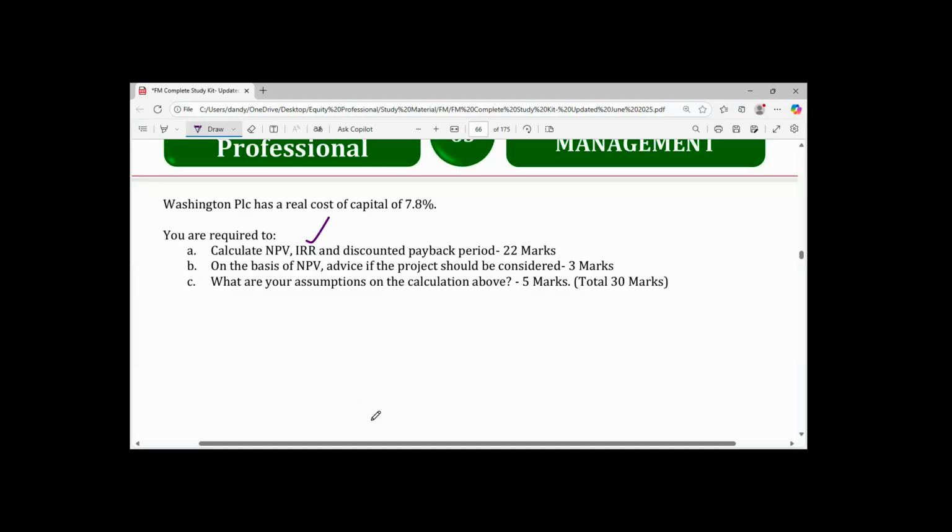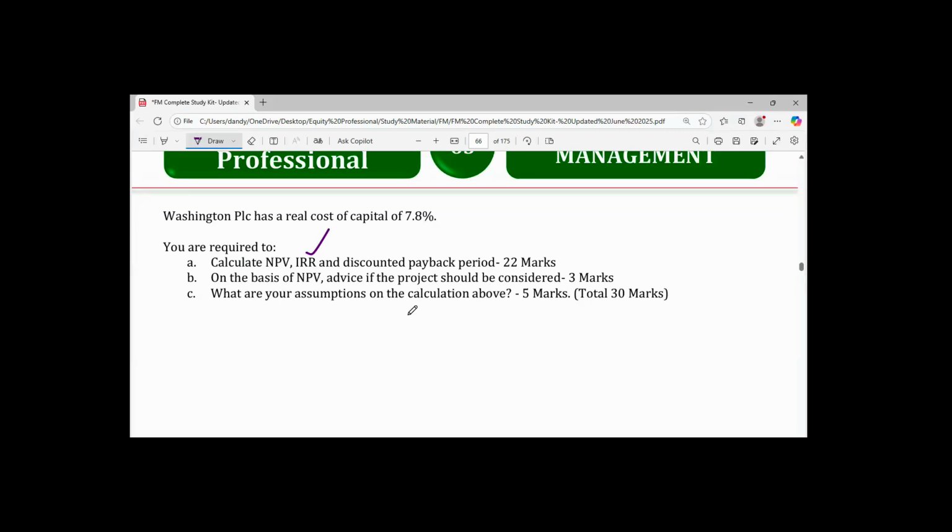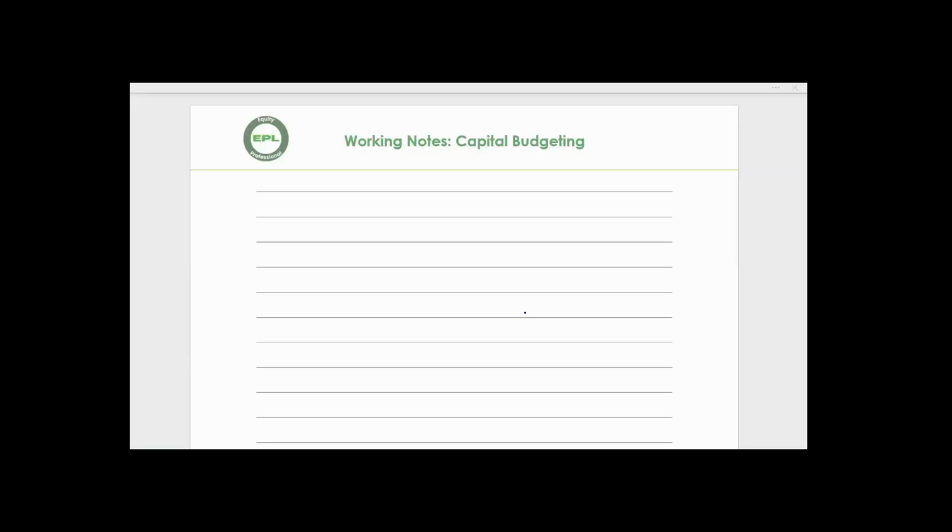All right. Please open to the question at your end so that we'll be following the scenario together. Let me share the working notes so that we quickly complete the question and move to the next one. Okay. So we are still on the question of Washington PLC. That's the name of the company.